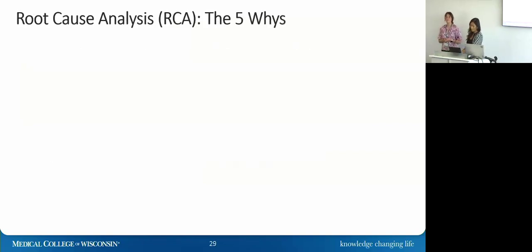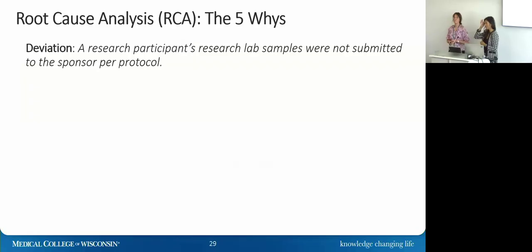So when we're saying why, it's not just why did it happen? Sometimes you might have to go a little more in depth to get to the true root cause. So, for example, a deviation occurs where a research participant's research lab samples were not submitted to the sponsor per protocol. Now, I'm just going to interject here. I work in quality assurance, and we see deviations like this, and then they'll say every effort will be made to send the samples on time. And it's like, okay, but have you even tried to figure out why this happened? That's what we want to make sure we're looking at here.